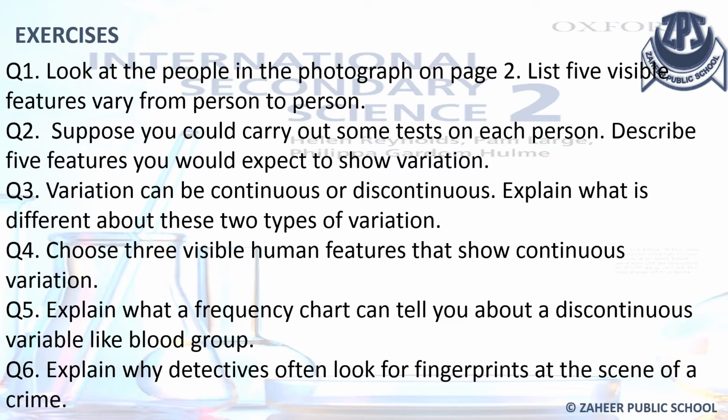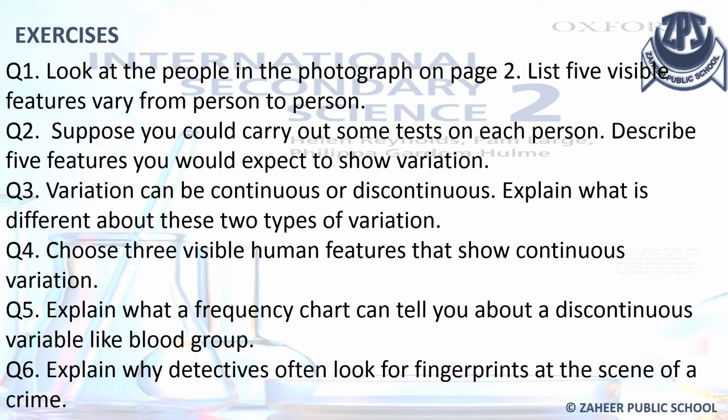So discontinuous variations such as blood group can only take certain values, whereas continuous variation like height can take any value within a certain range. And in the fourth question, visible human features that show continuous variation, you have to write them.